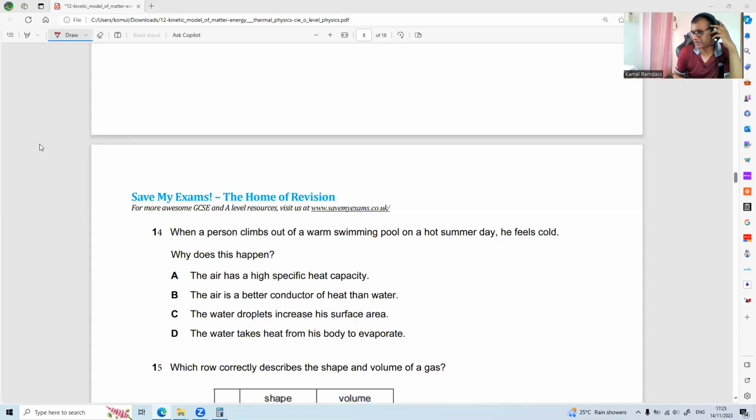Et là, la réponse est ça. Hein? Okay. The water takes heat from his body to evaporate. Ça veut dire, quand il peut évaporer, il prend une quantité d'énergie, ça veut dire qu'il prend le heat, et du moment qu'il prend heat of the person, a less energy, he will feel cold.